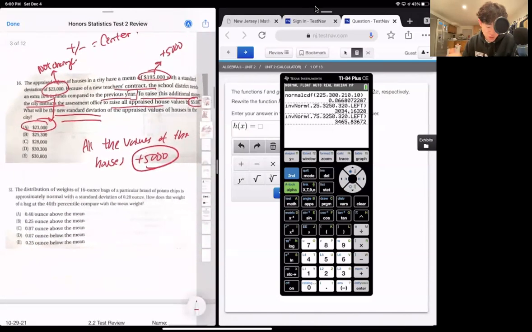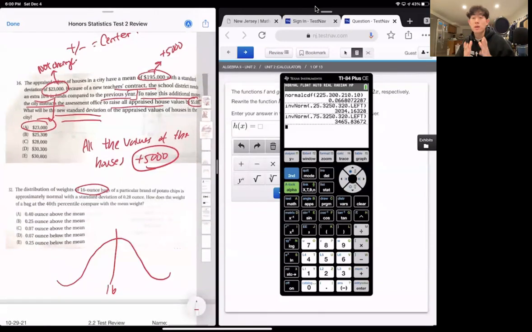Moving on to question number 32, the distribution of the weights of 16-ounce bags. So we're going to say that, generally speaking, we're talking about a mean value of these potato chip bags to be about 16 ounces, and then the standard deviation of 0.28. They say, how does the weight of a bag at the 40th percentile compare with the mean weight?